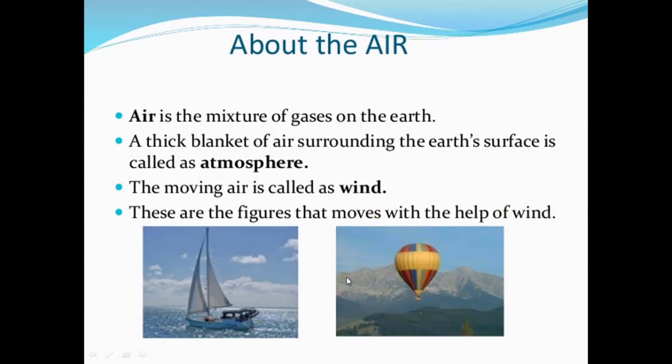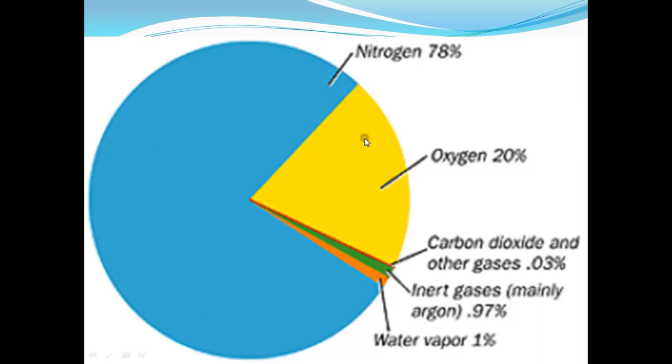Now we can see the composition of air. As we are all aware, nitrogen is the major component in the mixture of air. Nitrogen is about 78%, oxygen is 20%, carbon dioxide and other gases are 0.03%, inert gases, mainly argon, are 0.97%, and the water vapor it contains is 1%. In all, it makes 100% of the mixture of air.